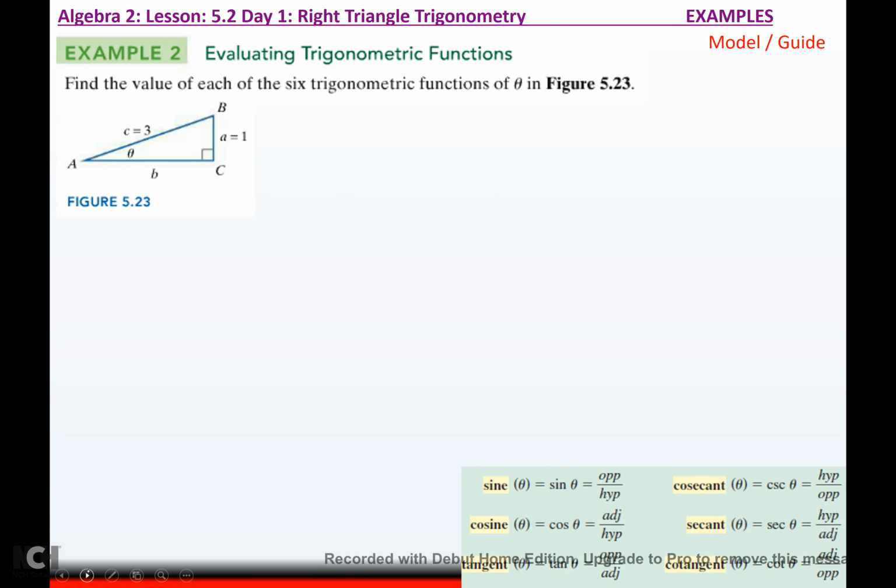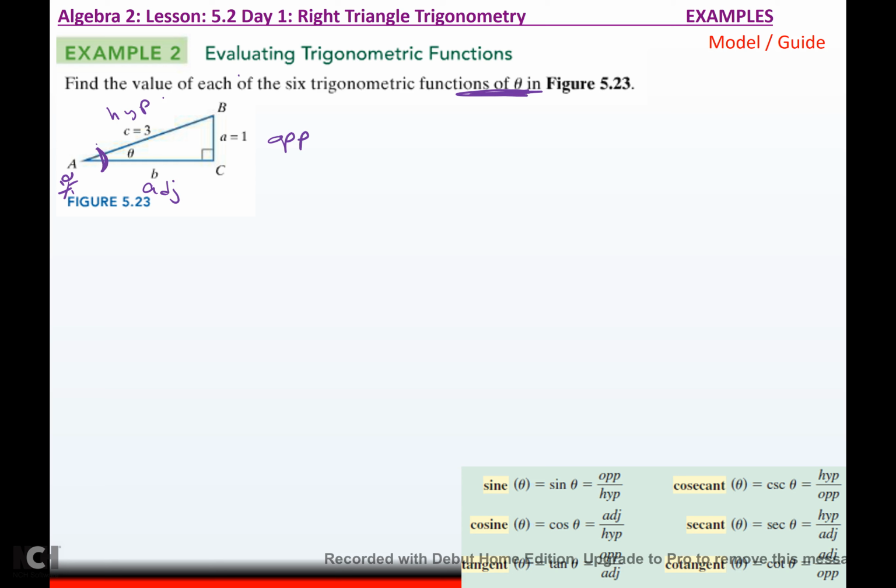All right, so this says find the value of each of the 6 trigonometric functions of theta. They're telling you to stand at theta, so you're standing here. So the first thing I do is label my triangle according to where they're telling me to stand. If they would have said find the 6 trigonometric functions of angle B, then I would have to stand up here. But I'm standing here, so this is opposite, this is adjacent, and this is hypotenuse.